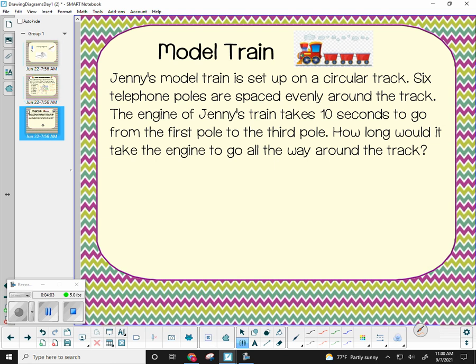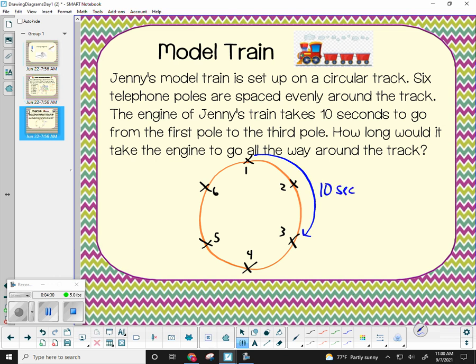All right, so we have the circular track set up. Along it, I have 1, 2, 3, 4, 5, 6 poles. I'm going to go ahead and number those that way. There's all my poles around my railroad track, right? So it says to go from the first pole to the third. To go from the first one to the third, that's a total of 10 seconds.